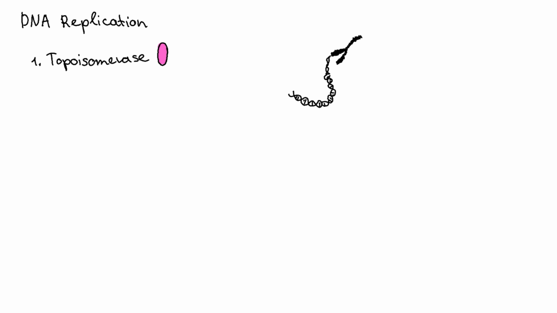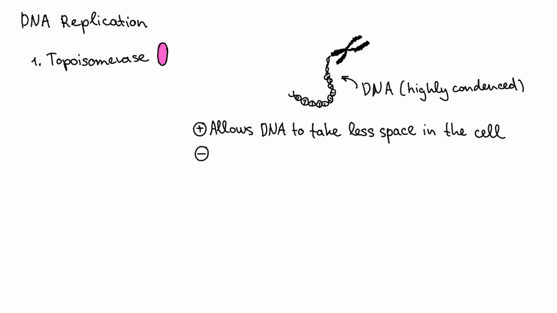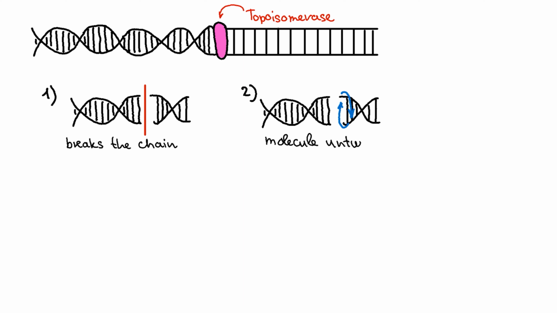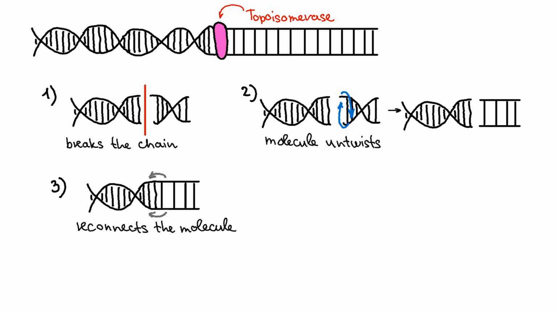As you might know, DNA in the cells is highly condensed. This allows the DNA to take less space in the cell, but it also hinders the replication process. So the role of topoisomerase is to unwind the DNA by breaking the chain and thus allowing the molecule to untwist, and then reconnecting it back.